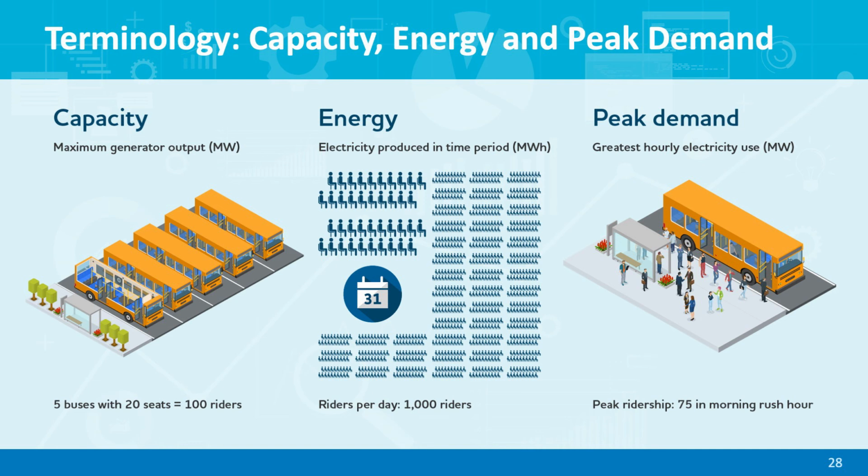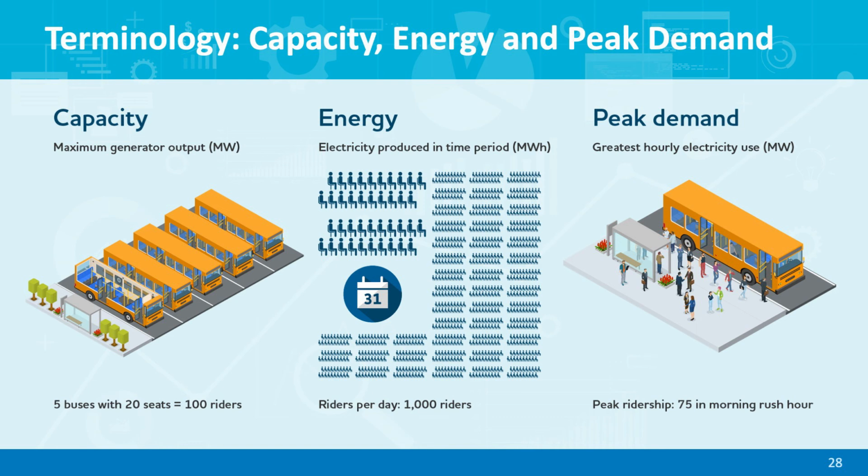Energy speaks to both what is made and used over a period of time. So the amount of electricity produced throughout a 24-hour period, for example. For the bus analogy, it is how many people are transported in a day using the 5 buses. So during the course of one full day, you might move 1,000 riders.